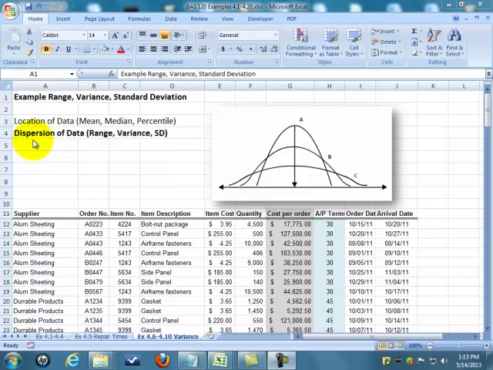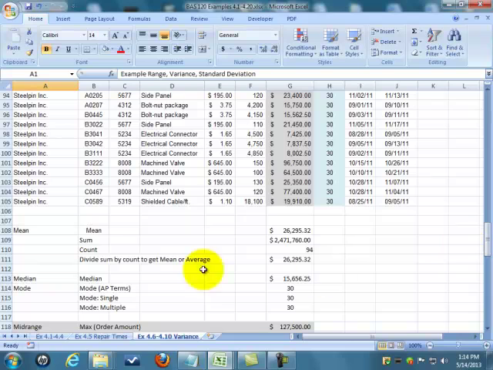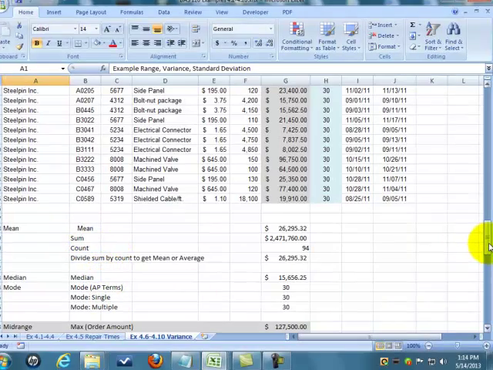Basically, how wide it is, which is the range, how much variance it has, and we'll introduce something called the standard deviation. So here's our old friend, the purchase order data. And again, we're going to look at the cost per order. So let's slide down, and here's what we calculated in previous sessions: the mean, the median, the mode.